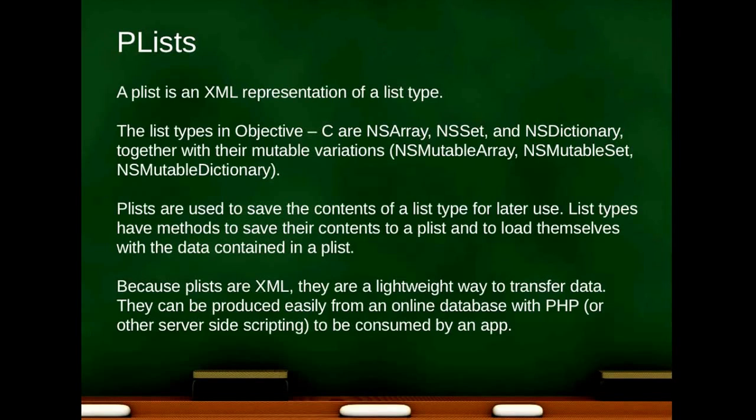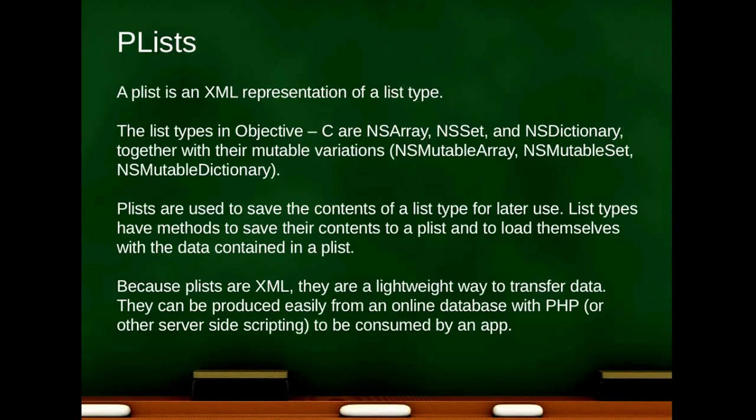So back to plists. Plists are used really to save the contents of a list type for some use later. So list types have methods to write their contents out to a plist file and to load their contents from the data in a plist file. Because plists are XML, not only are they used within an application to load and save data, they're used between applications. They're a lightweight way to transfer data. They can be produced, for example, very easily from an online database using PHP or some other server-side language. And we can produce that plist representation and then present it within the application within an NSArray or an NSDictionary and so forth. So plists are extremely useful, and they're very easy to implement.